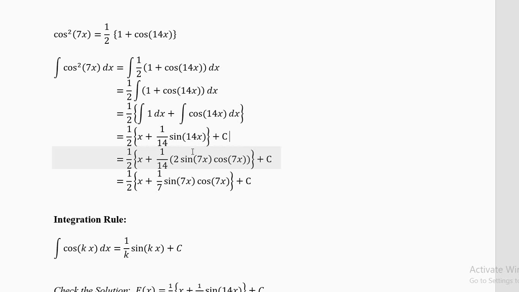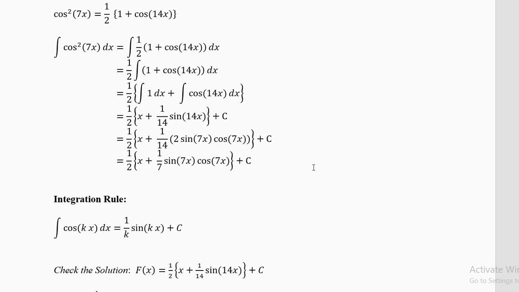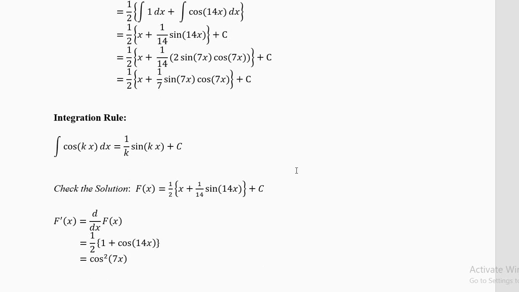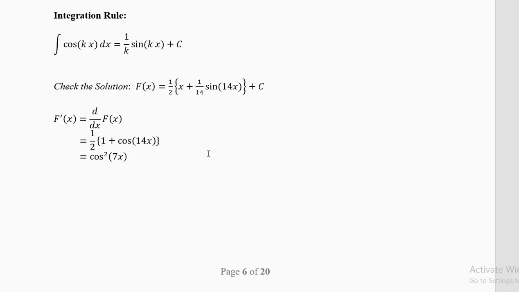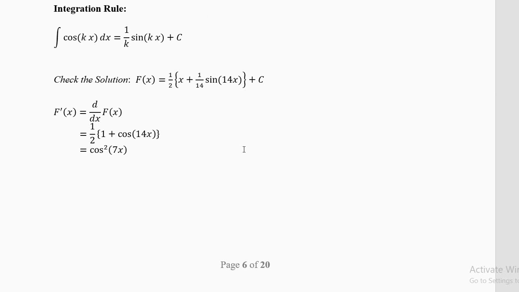So sine 14x equal to 2 sine 7x cosine 7x. Now this 2 will cancel with the 14, you will get 1 over 7. So x plus 1 by 7 sine 7x cos 7x. See, no more trigonometry can be done on this, so we can just leave it as it is. What are the rules which we have used here? Only one rule has been used: integration of cosine kx is 1 over k sine kx plus c. Remember to divide by k, and again the answer can be checked by differentiation.